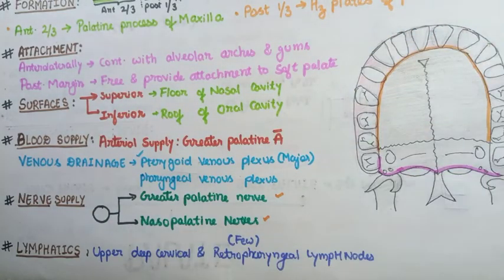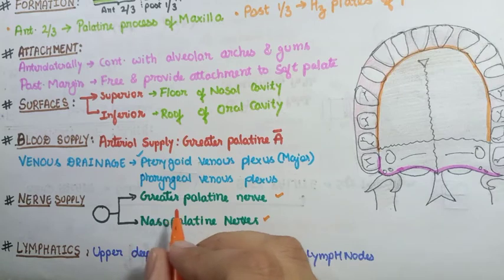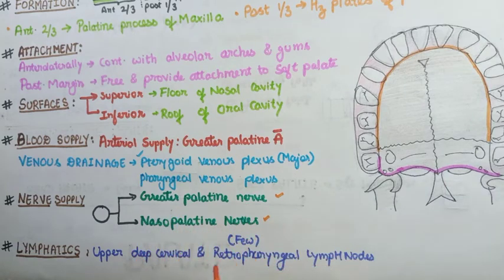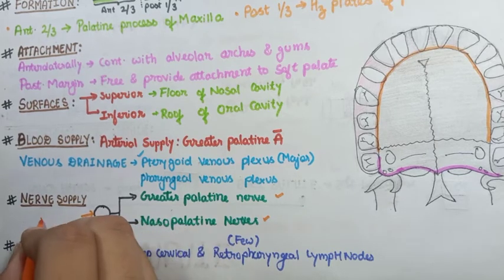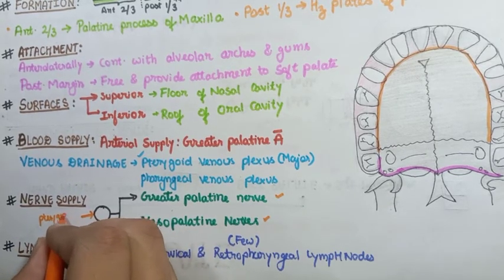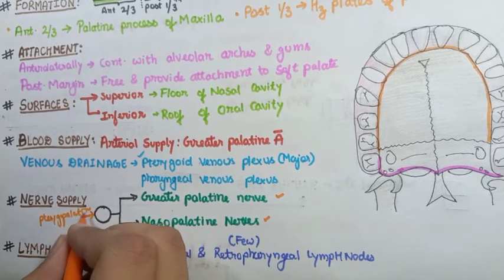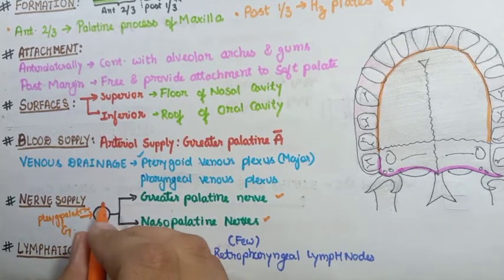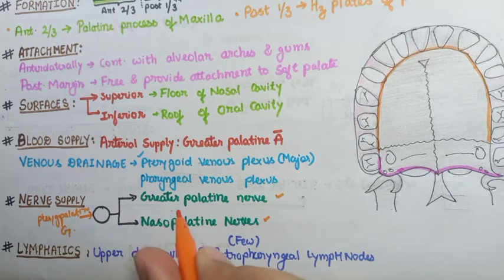The hard palate is supplied by the greater palatine nerve and the nasopalatine nerve, which originate from the pterygopalatine ganglion. So this is the pterygopalatine ganglion. Okay, so the postganglionic fibers from the pterygopalatine ganglion originate as the greater palatine nerves and the nasopalatine nerves, which supply the hard palate.